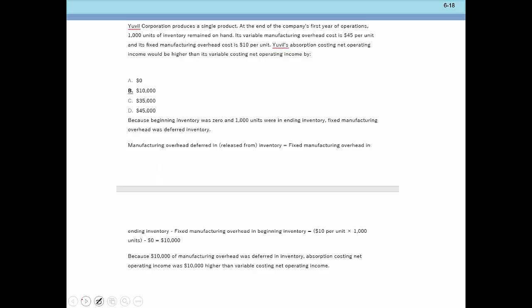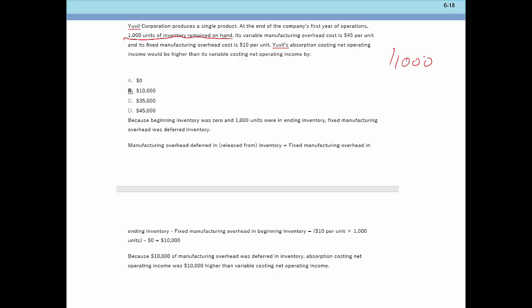Okay, good. Come over and let's take a look at this question. This question tells us that at the end of the company's first year of operation, 1,000 units of inventory remained on hand. Now, if it's our first year of operations and 1,000 units remain on hand, did we increase or decrease our inventory? We increased it by 1,000 units, right? Good. So we know we have to pick up that number, 1,000 units. And then they tell us that the variable manufacturing overhead cost is $45 per unit. The fixed manufacturing overhead is $10 per unit.